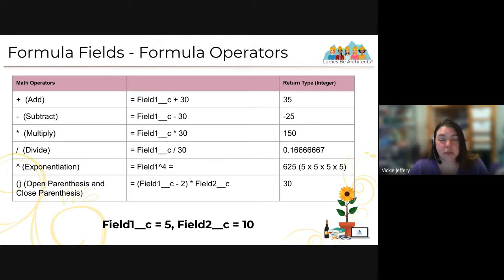If you do your exponential, you'll get 625, which is your 5 by 5 by 5 by 5 on field 1. And your open and close parentheses is where you're going to separate out your calculations to make sure they run correctly.